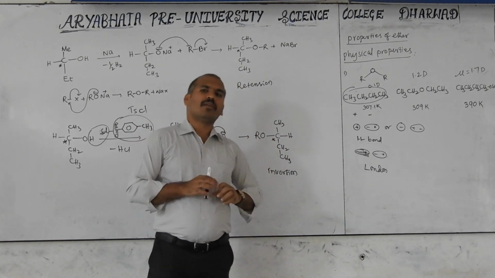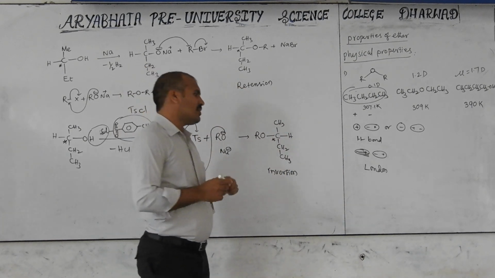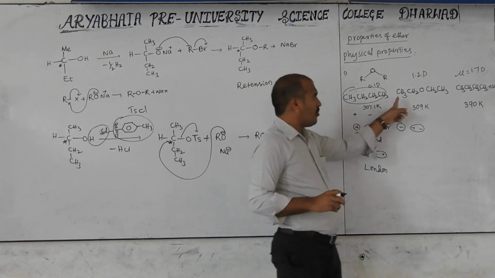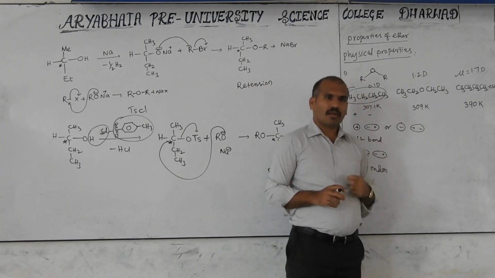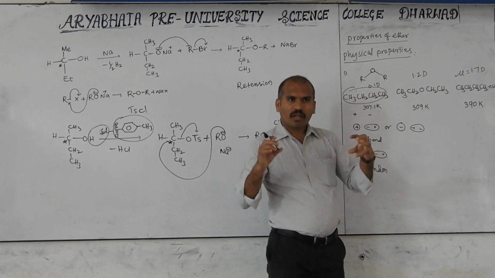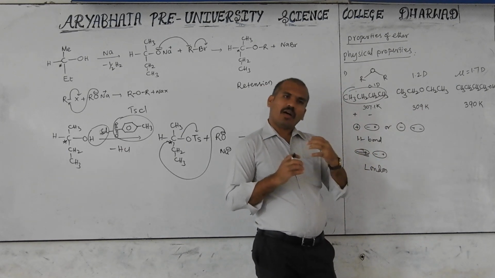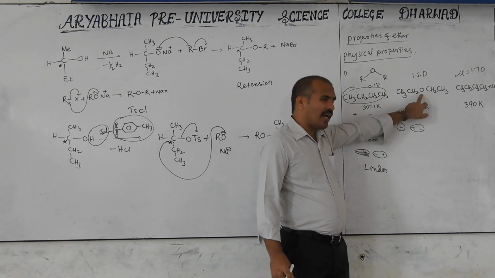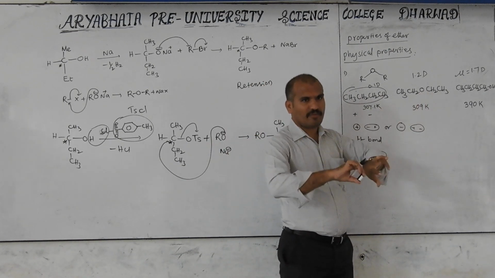So why is it soluble in water? The reason: it does not form hydrogen bonds with itself. Already we discussed in alcohol boiling point, alcohol molecules form hydrogen bonds. Alcohol also forms hydrogen bonds with water. But ether forms hydrogen bonds with water, but not with itself.